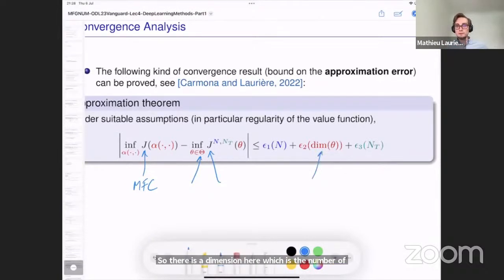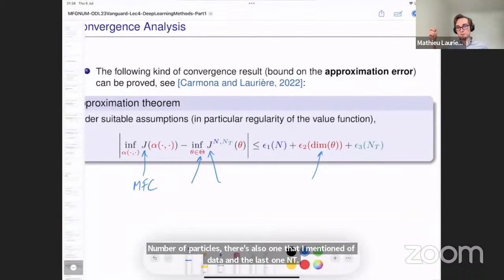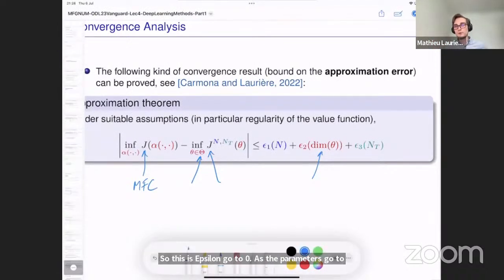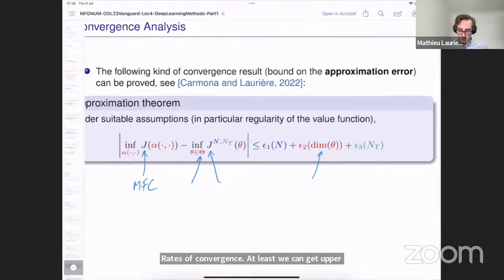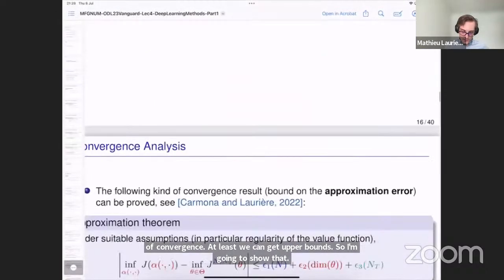And what you can show is that the difference between the two losses is going to be bounded by 3 epsilons, one which depends on the number of particles, the other one on the dimension of theta, and the last one on n t. So these epsilons go to 0 as the parameters go to infinity. And in fact, you can get rates of convergence, at least you can get upper bounds. So I'm going to show that next.